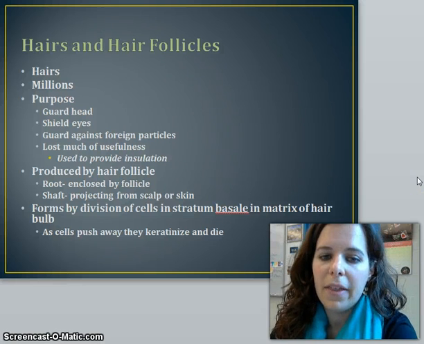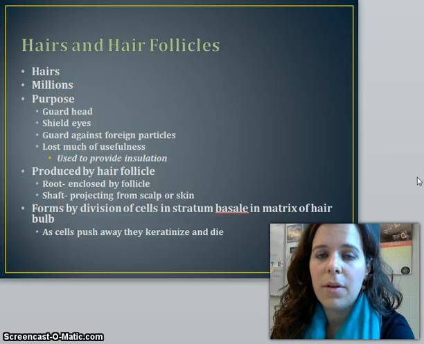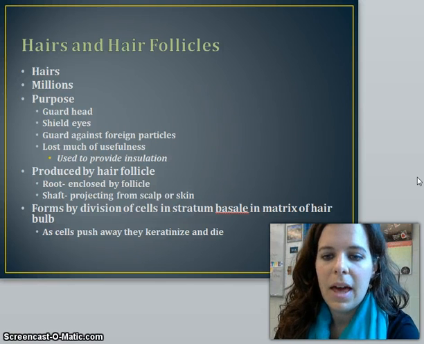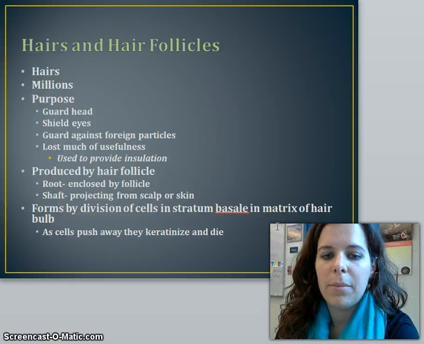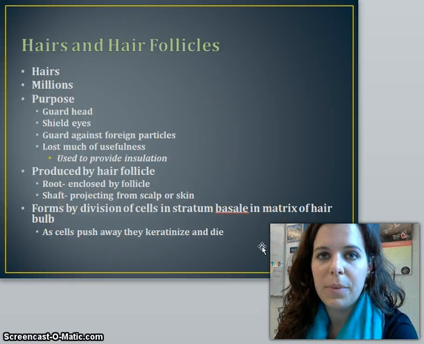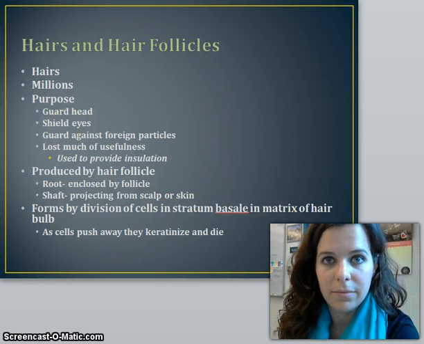Hairs are produced by a hair follicle. They have a root, which is the part that's enclosed in the skin by the follicle, as well as a shaft, which is the part of the hair that's projecting from the skin. These are formed by the divisions of cells in the stratum basale in the hair bulb. And so as the cells push away, they keratinize and they die, which is why it doesn't hurt to get your hair cut. And you don't bleed because they're not vascularized.